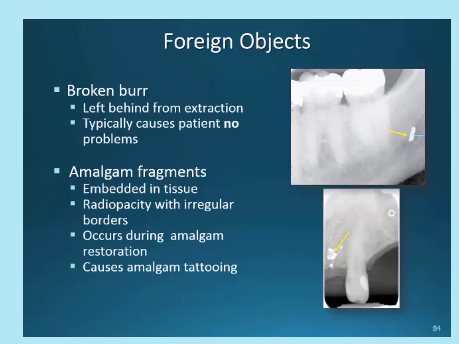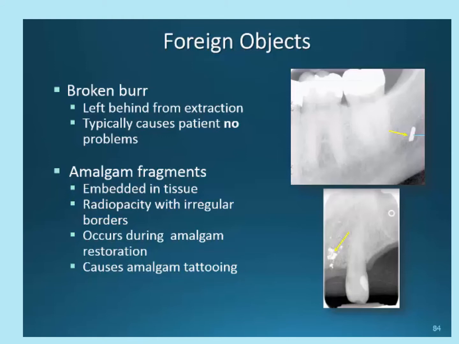These extractions, if the bone had to be chiseled out or burred out, the burr may have broken and a fraction of that burr may be left in the bone. Amalgam fragments are also possible many times in restorations, due to the fact that when a filling is being removed, slight fragments enter into the tissue and are absorbed.